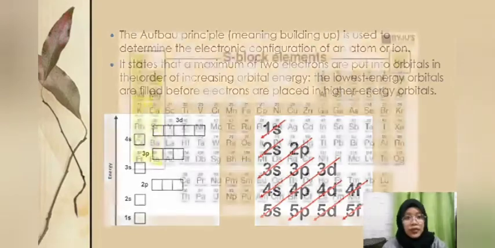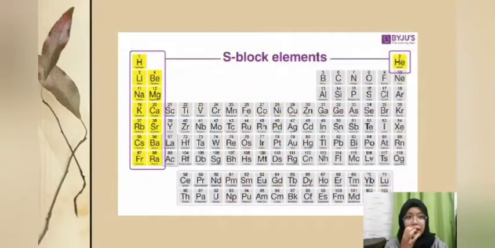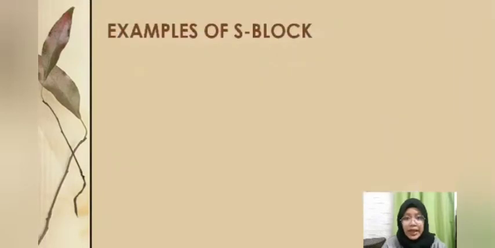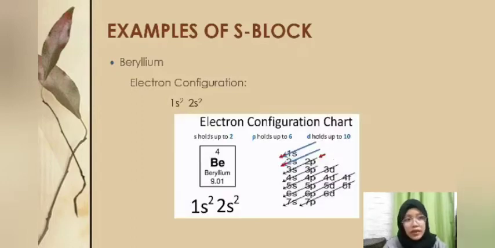I'm going to give two examples of S block elements. First, we have beryllium. You can see here the electron configuration of beryllium is 1s2, 2s2, if we go according to the Aufbau principle.